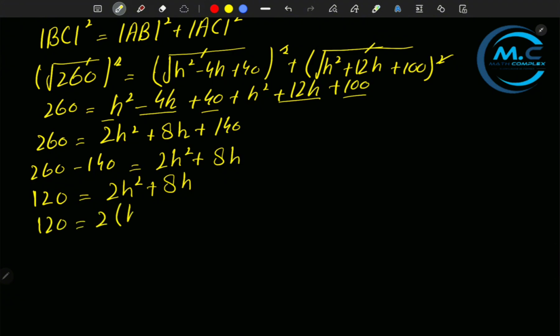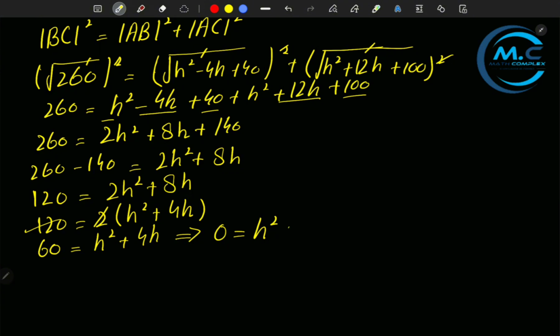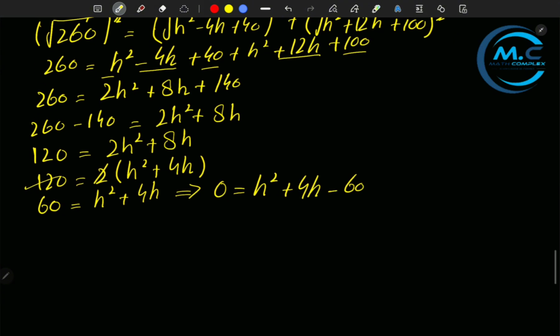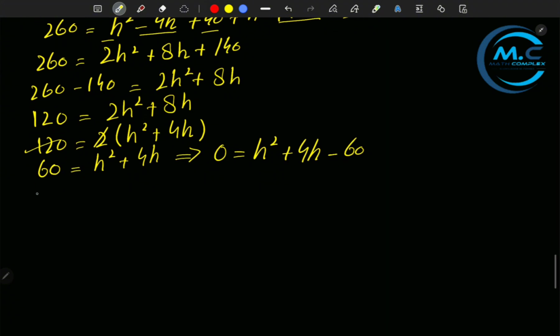Taking 2 as common here, this will become h square plus 4h. 2 and 120 will cancel each other, and this will become 60 is equal to h square plus 4h. This can also be written as 0 is equal to h square plus 4h minus 60. Now rewrite the equation here again: h square plus 4h minus 60 is equal to 0.